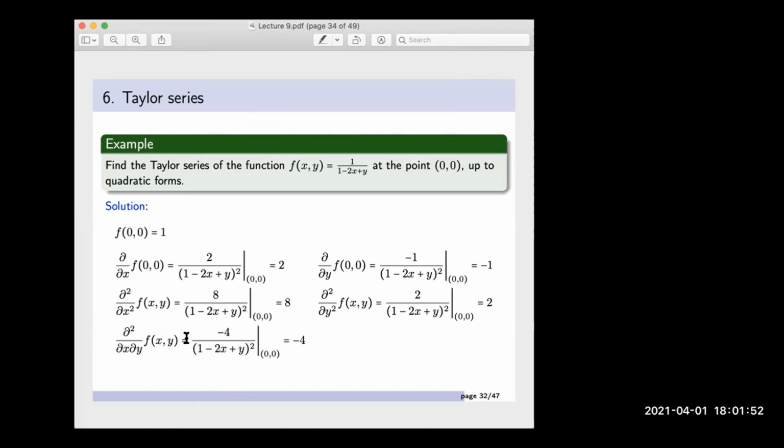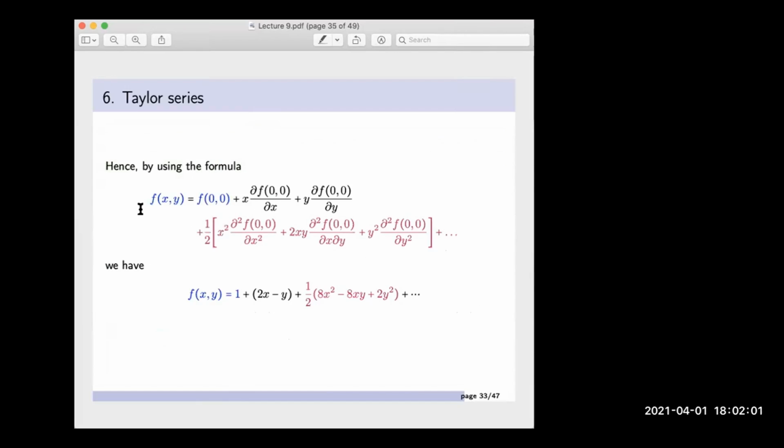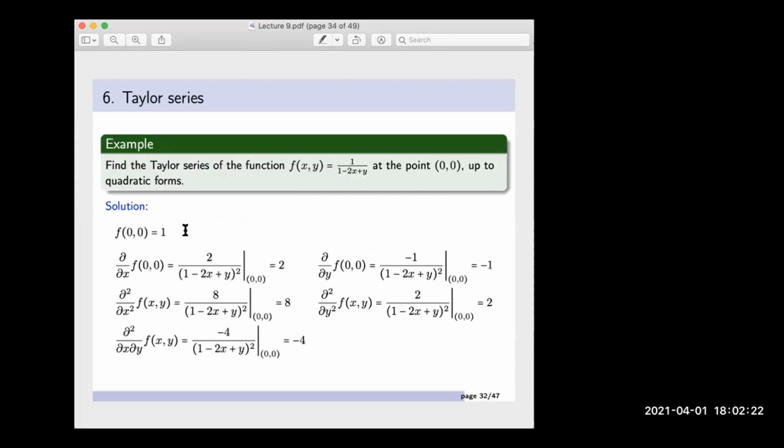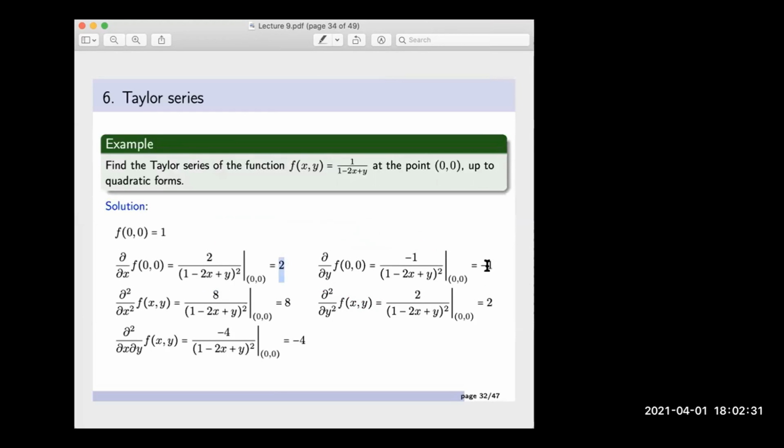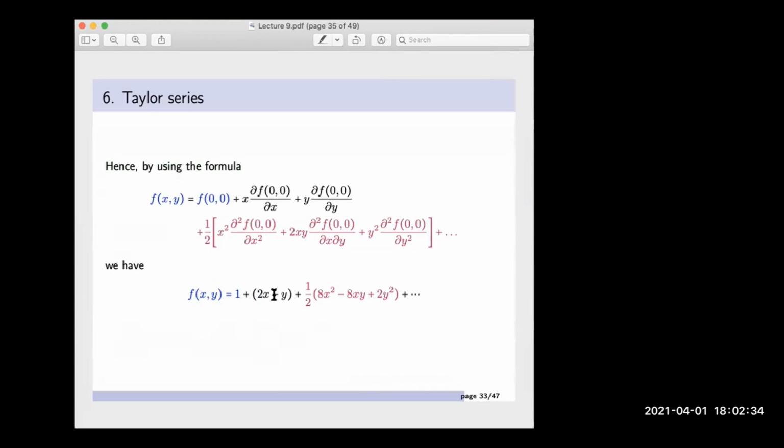So you calculated all the partial derivatives up to second order. Then you can use the formula here. This is the Taylor series formula at (0, 0). So you have a constant part, a linear part, and a quadratic part. Now you know all these numbers. For example, f(0,0) is 1, so you have 1 here. And the first order partial derivatives are 2 and -1, and that's why you have 2 times x and -1 times y.